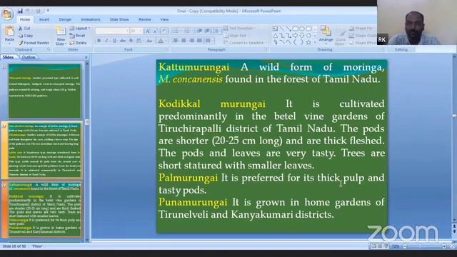Pala Moringa is preferred for its thick pulp and tasty pods. Likewise taste, flavor, okay? And length of the pod. That's why we have variations. And Puna Moringa is for home gardens especially, in Tirunelveli and Kanyakumari, like that.